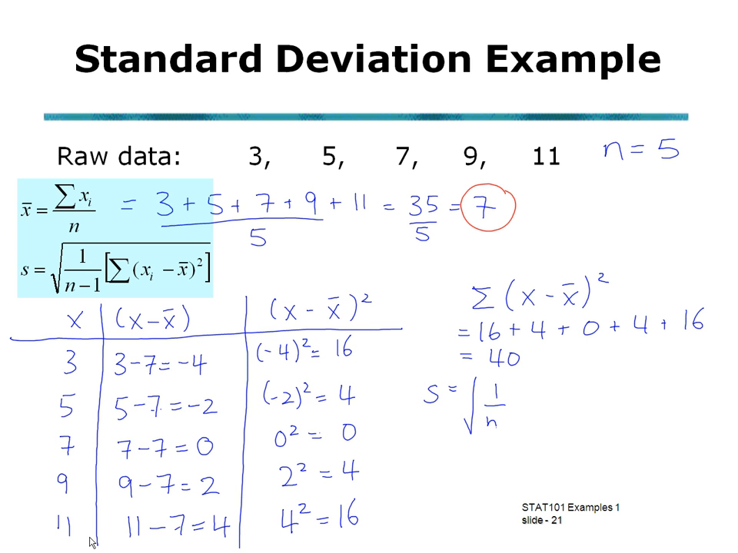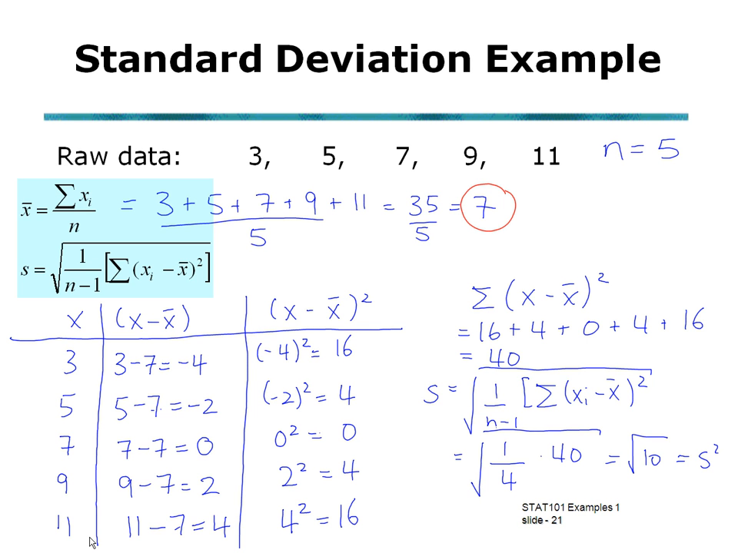So our standard deviation is the square root of 40 divided by n minus 1, remember, for sample standard deviation, n minus 1, so it will be 40 divided by 4, n being 5. So 40 divided by 4 will give us 10 for our variance, and the square root of 10 will be our standard deviation. Square root of 10 gives us a standard deviation of 3.16 to 2 decimal places.